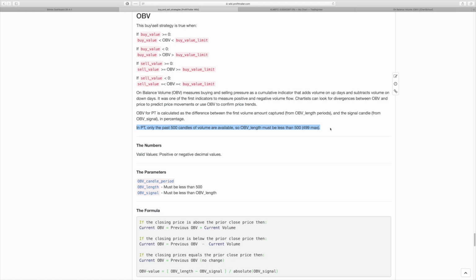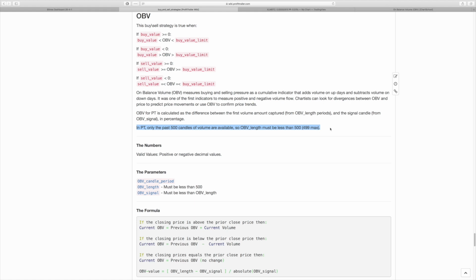Then you have the numbers here that you can select for your OBV buy and sell strategy. Positive and negative decimal values are fully acceptable. There's basically no limit. Just make sure that when you select a buy or sell value, it is within the chart range of the indicator. Otherwise, you may be never buying or selling. So just go ahead and make sure that whatever you put in there is actually going to work for whatever coins you want to trade.